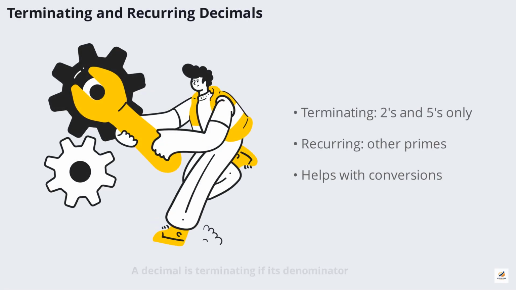A decimal is terminating if its denominator has only 2's and 5's as prime factors. If there are other prime factors, the decimal is recurring. This distinction is important for understanding decimal expansions and converting between fractions and decimals.